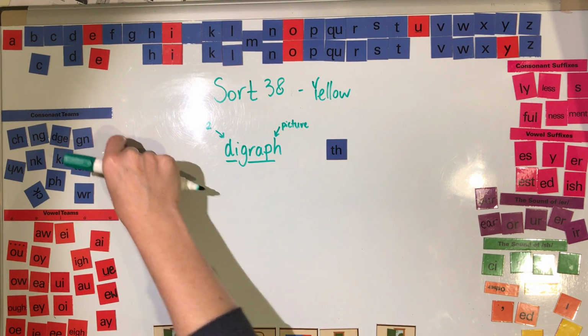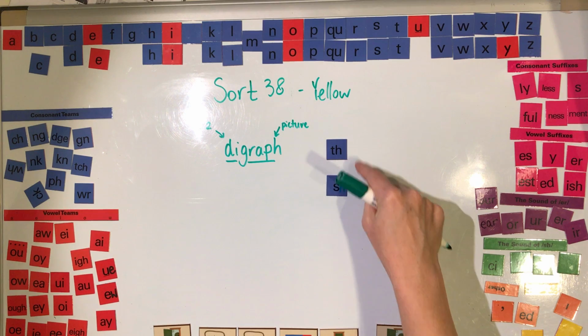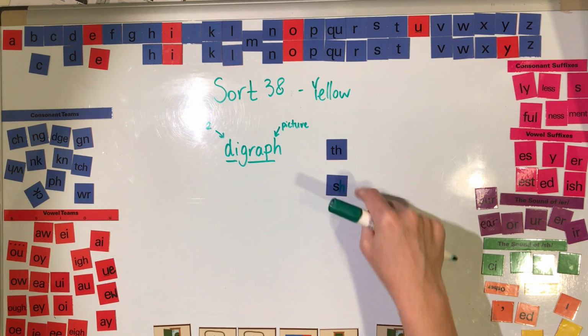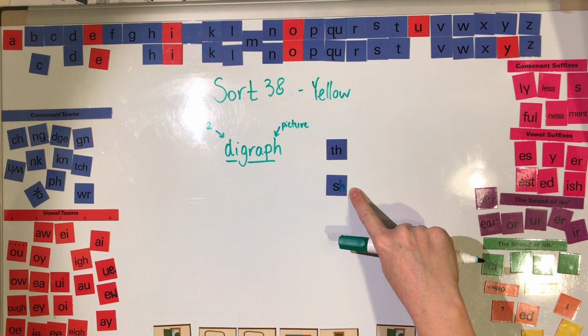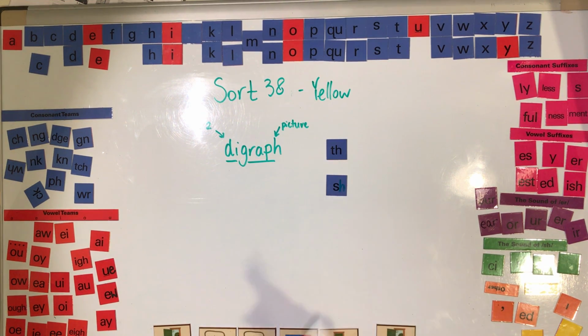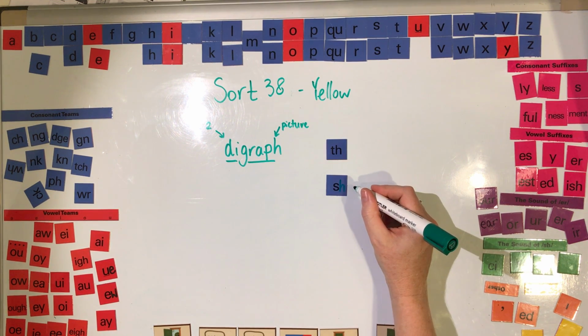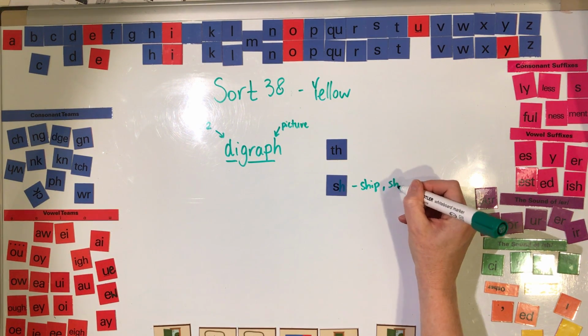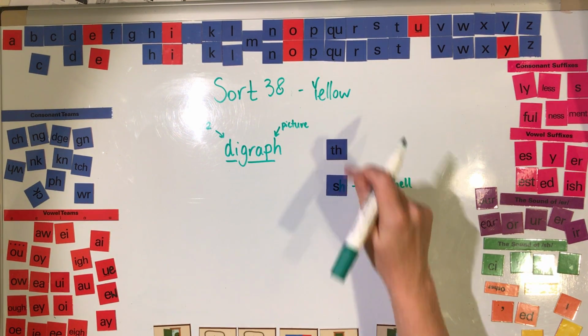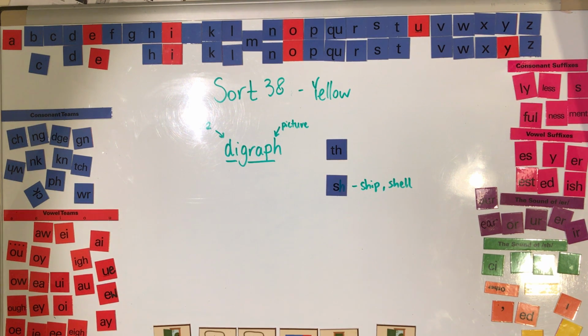And the other digraph we're going to be looking at today is this one. So you've probably seen those very commonly in words. So this one is th, and this one is sh. Now, sh has a hard sound, and it says words like ship or shell. Now, th actually has two sounds. It can say th or th. So a sort of hard and a soft one.